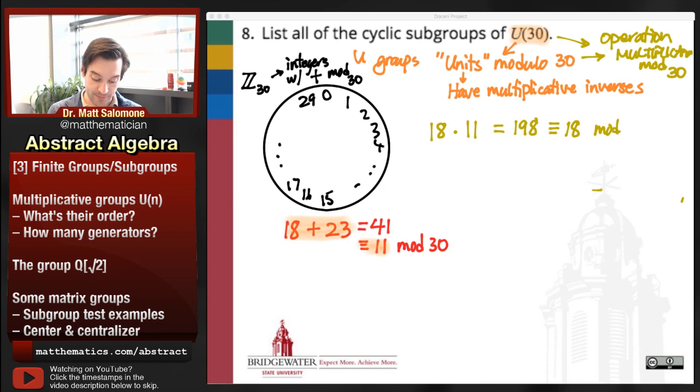Mod 30. Right? So it's modular arithmetic, just with the operation now being multiplication instead of addition, the way that it was when we talked about the additive groups, mod n. These are the multiplicative groups, mod n. But you notice something right off the bat with just this calculation that I did. 18 times 11 is equal to 18. And something fishy should jump out at you immediately.